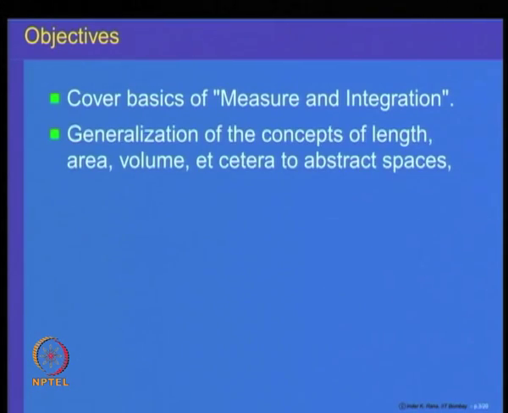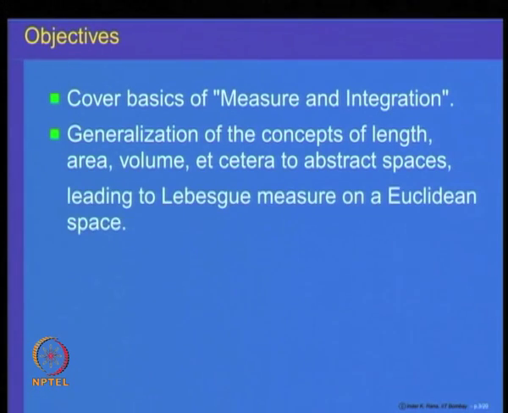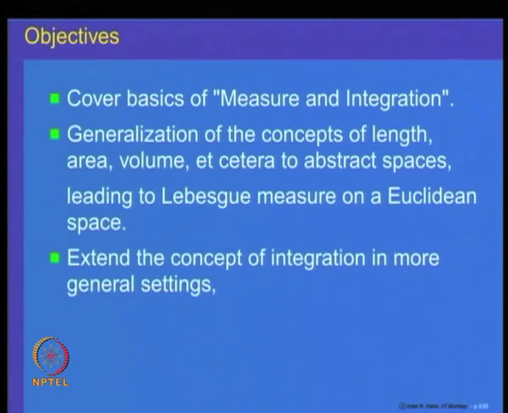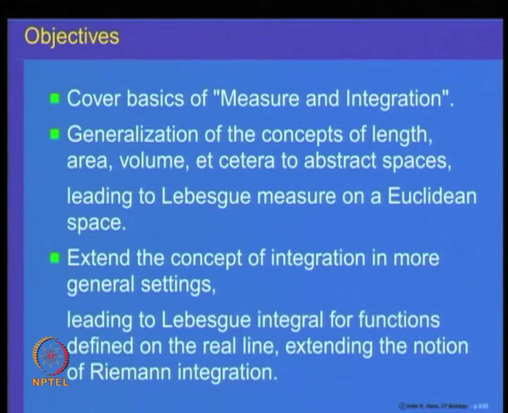So, the aim is to generalize the concept of length, area, volume, etc., to abstract spaces, and that leads to the notion of Lebesgue measure on Euclidean spaces and general concept of measures on general spaces. And then also we will extend the notion of integration, which is normally done in UG levels called Riemann integration, to more general settings, and that leads to the notion of Lebesgue integral and other notions of abstract integration. So, these are the basic sort of outline of the course that we are going to follow.